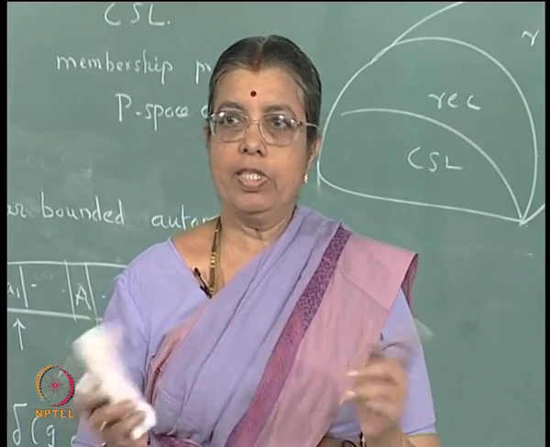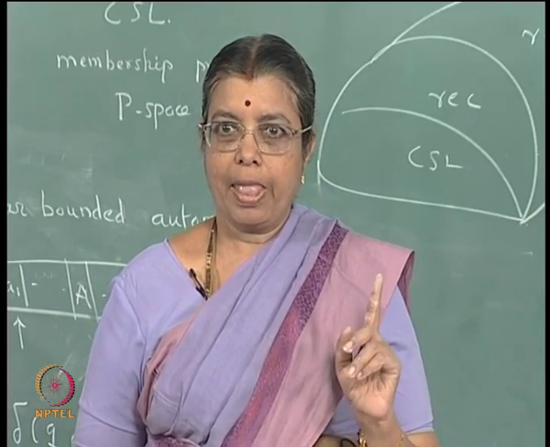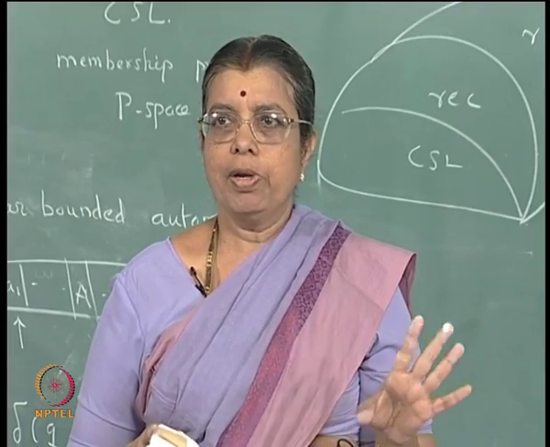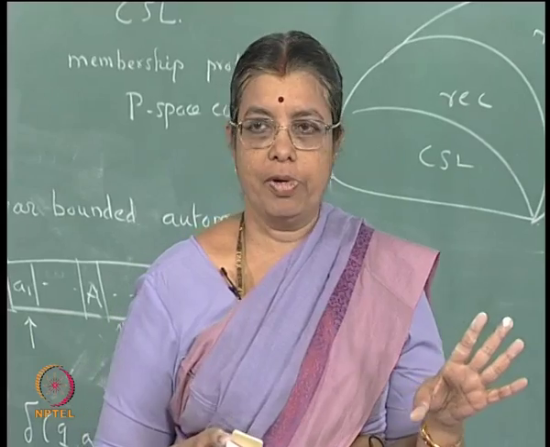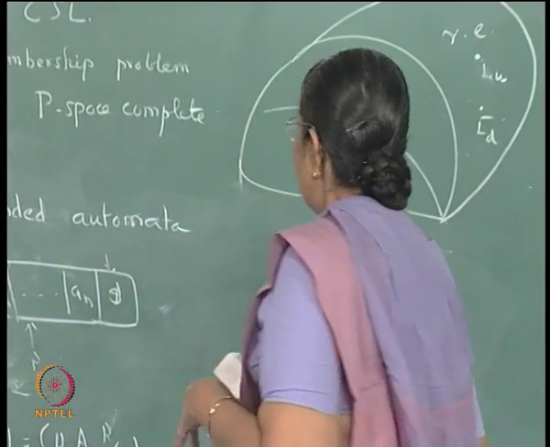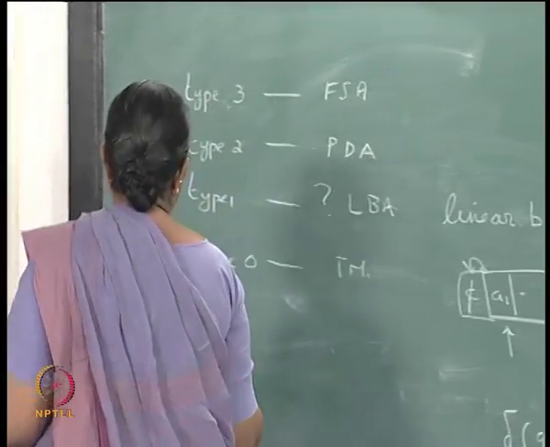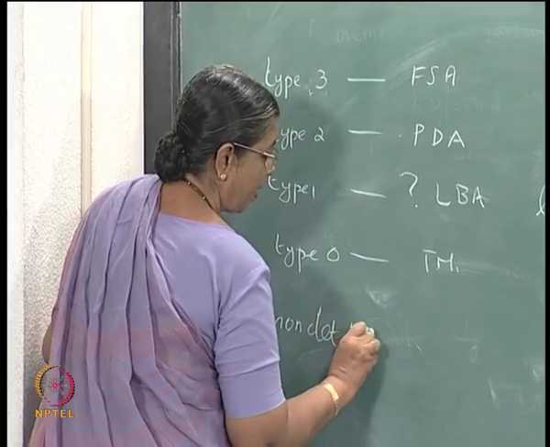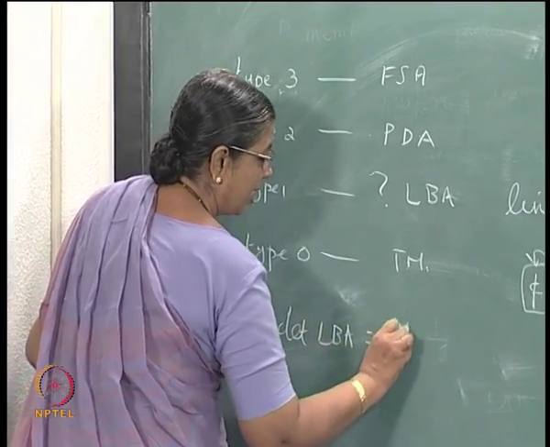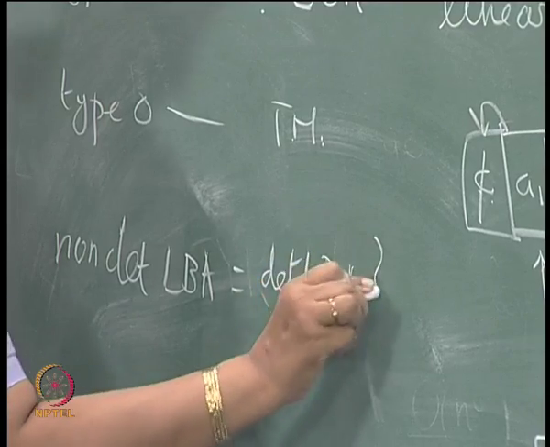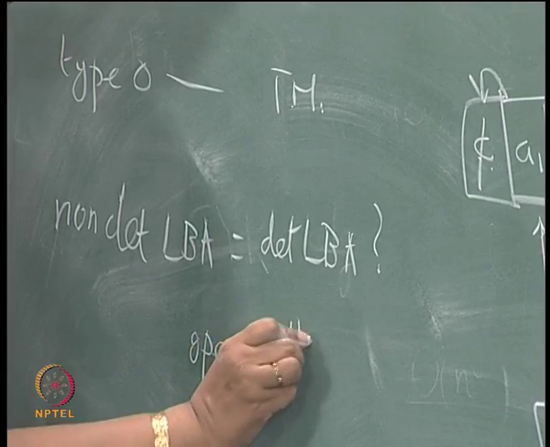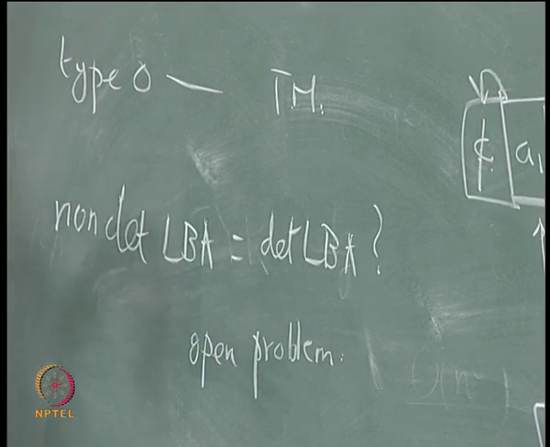The proof showing the equivalence uses non-deterministic linear bounded automata. But so far, any context sensitive language you take, you are able to construct a deterministic linear bounded automata for that. So whether non-deterministic LBA is equal to deterministic LBA is an open problem. Till now it is an open problem.